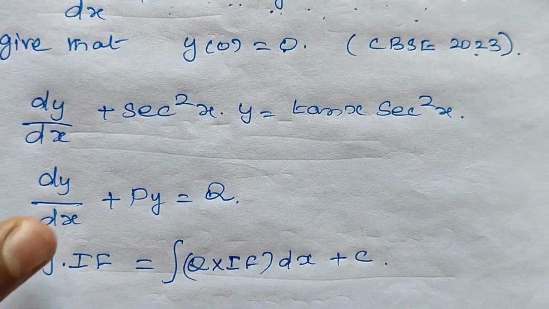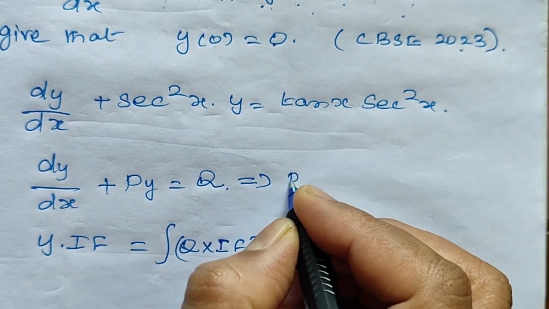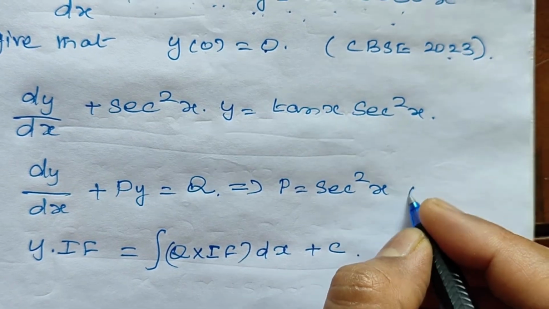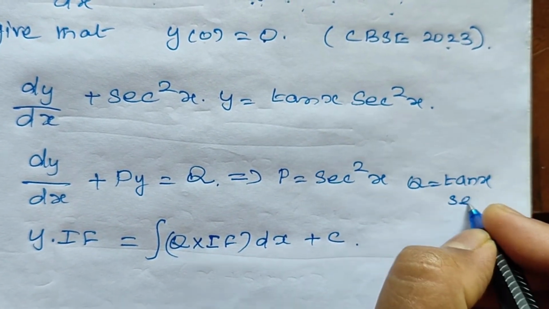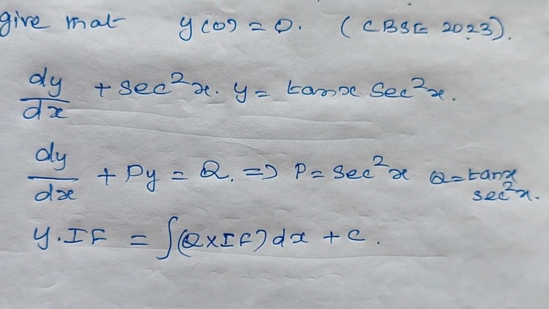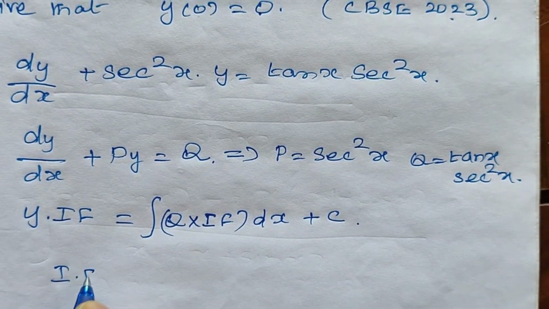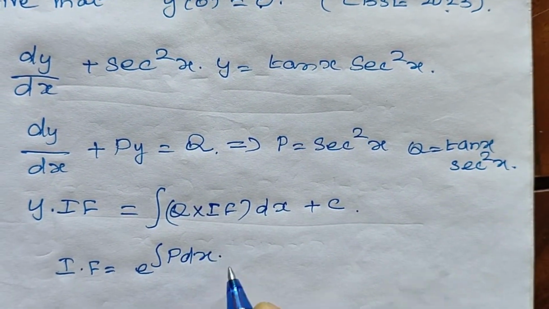So first, by comparing this equation, what you get is p equal to secant square x and q equal to tan x secant square x. Now first we have to find the integrating factor. Integrating factor is e power integral p dx.